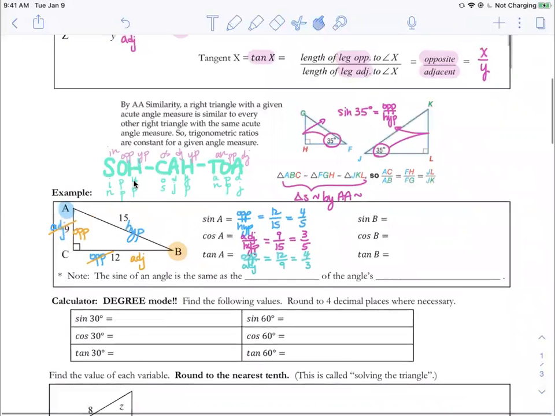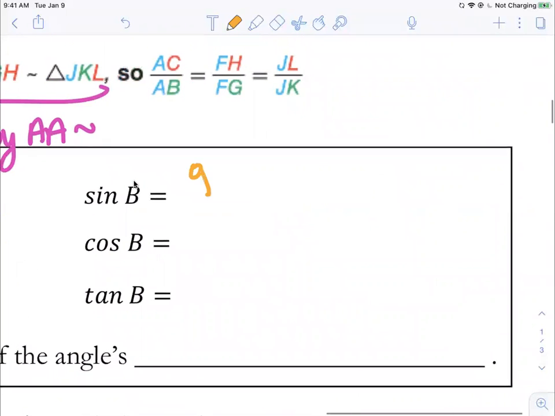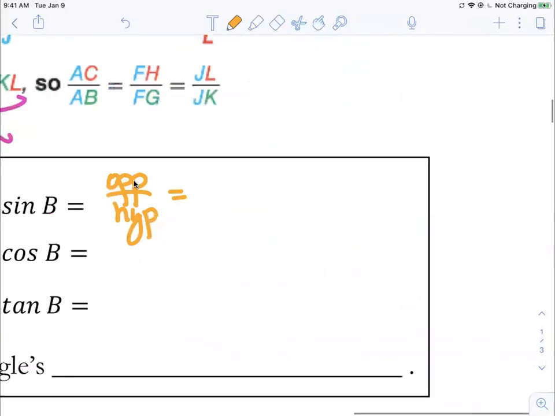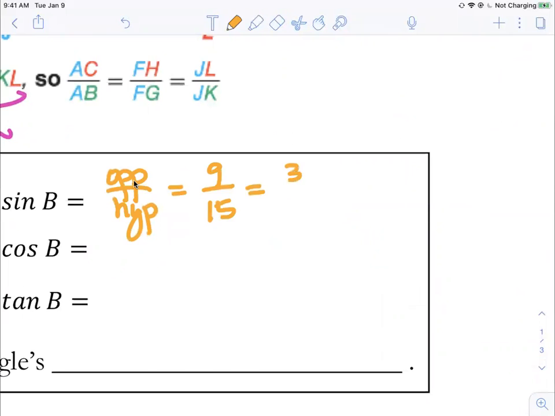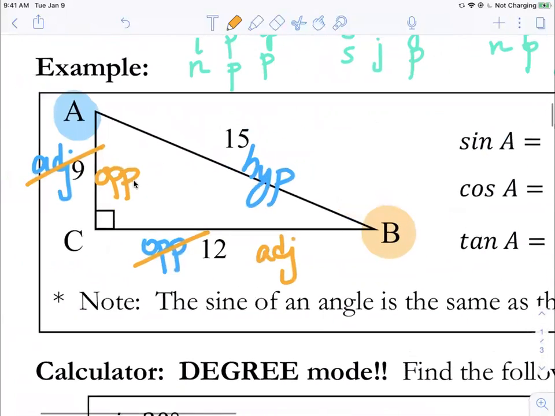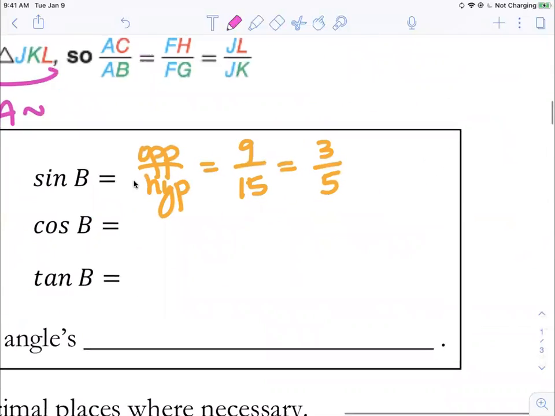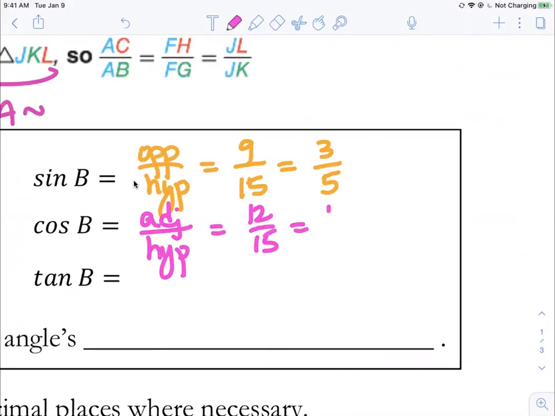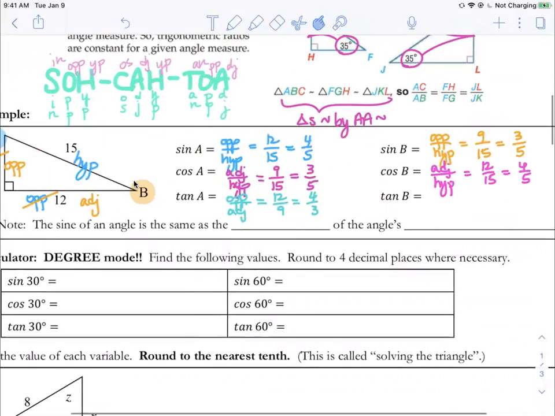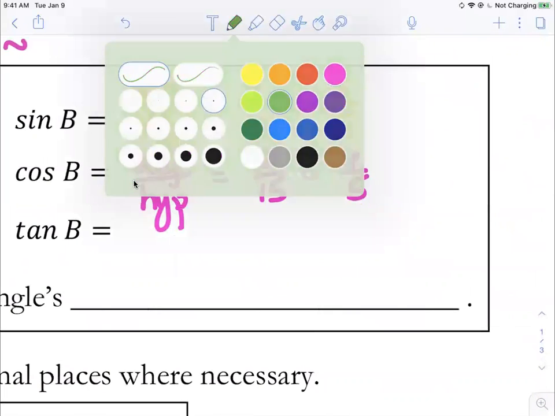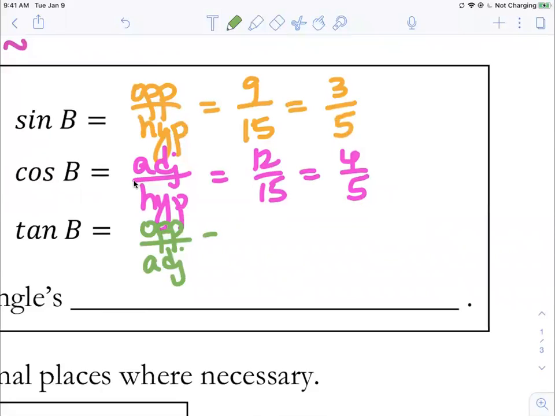Okay, so for sine, sine for angle B is opposite over hypotenuse. In relation to angle B, opposite is 9, hypotenuse is 15. 9 over 15, take out a 3, 3/5. Okay, cosine is adjacent over hypotenuse. 12 over 15. Divide out a 3, 4/5. Okay, and then tangent of angle B is opposite over adjacent, 9 over 12. Take out a 3, 3 over 4.